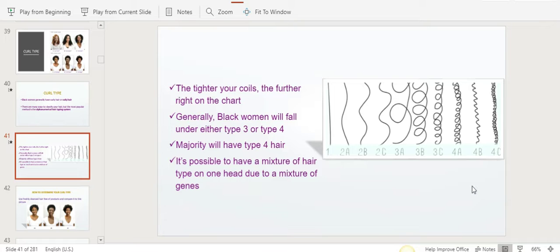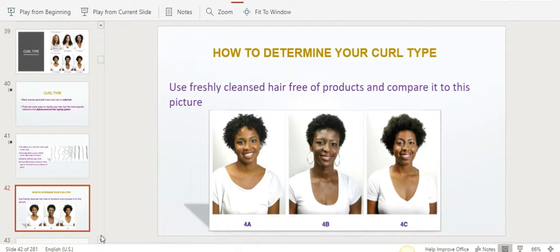Again, that's the minority. So one more thing to keep in mind is that it is possible to have a mixture of hair types on one head due to a mixture of genes. So it is possible to have type 3C, type 4A, type 4B, or it is possible to have type 4A, type 4B, type 4C on one head, right? Because when you mix genes, your mom's genes plus your dad's genes, things can mix up and you can get different hair texture. So let's go over how to determine your curl type.